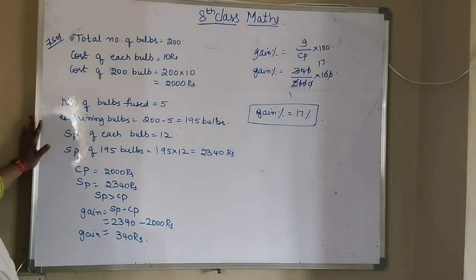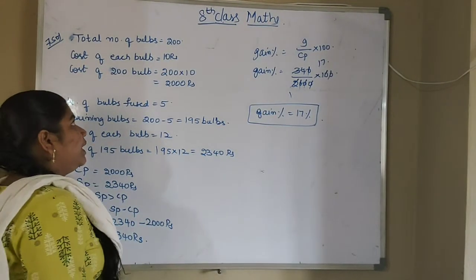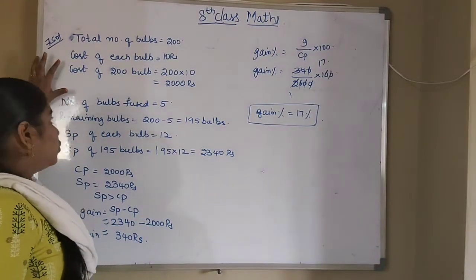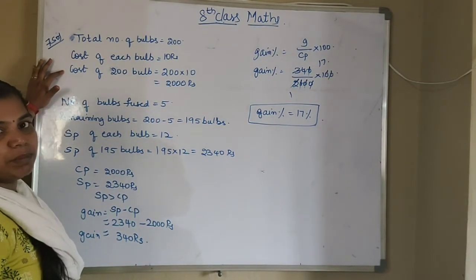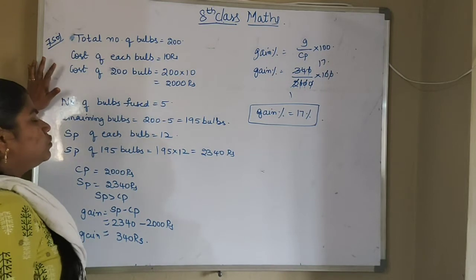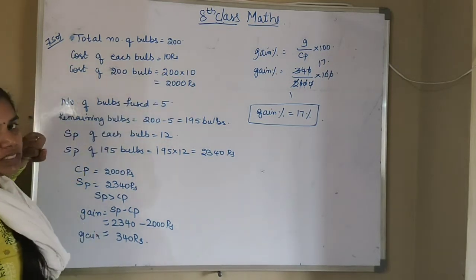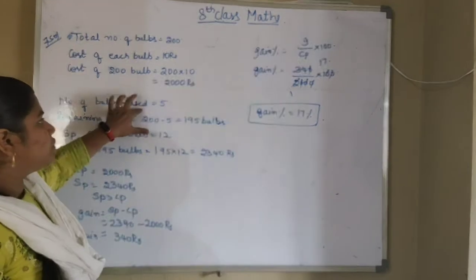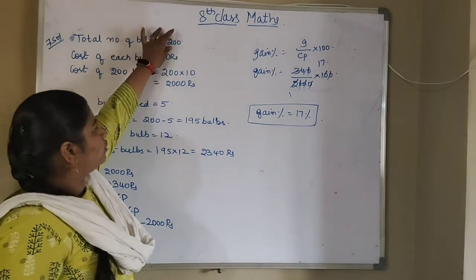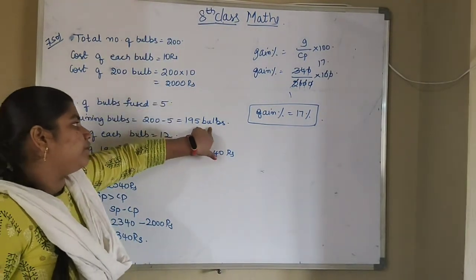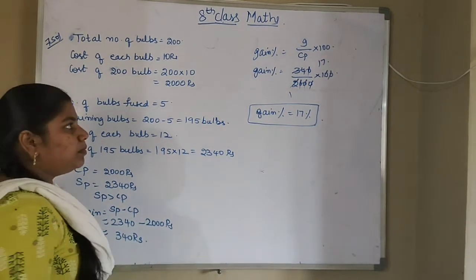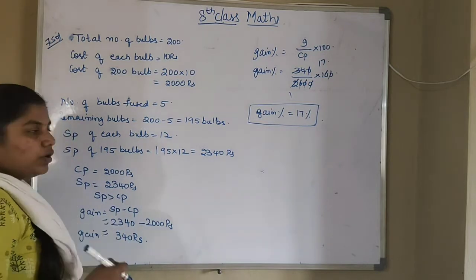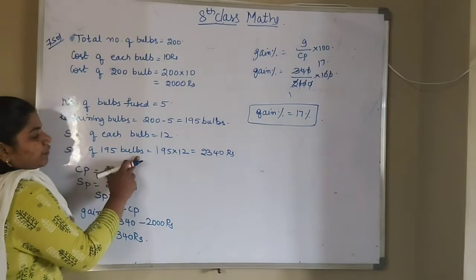So once again say this, total number of bulbs are 200 and cost price of each bulb is how much? 10 rupees. Okay, so cost price of 200 bulbs will be how much? 200 into 10, that will be equals to 2000 rupees. So cost price he got it as 2000. Now number of bulbs fused are how many? 5. So in this total we have to subtract that 5, that will be equals to 195 bulbs, and he sold each bulb for 12 rupees.